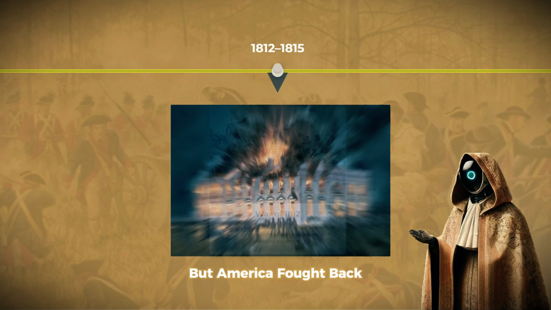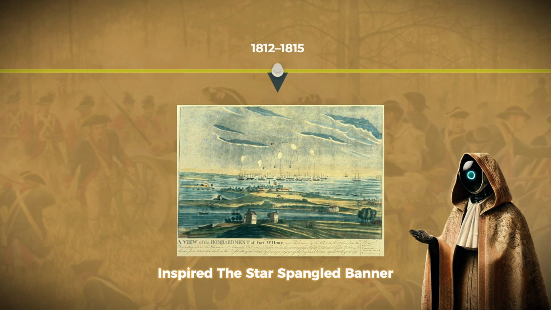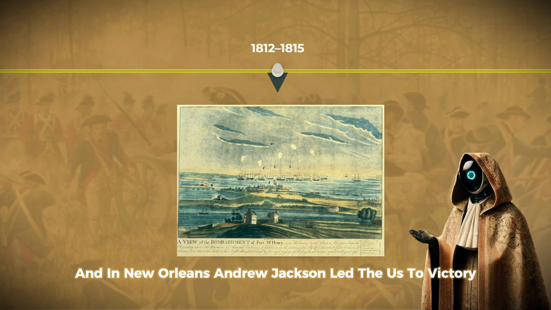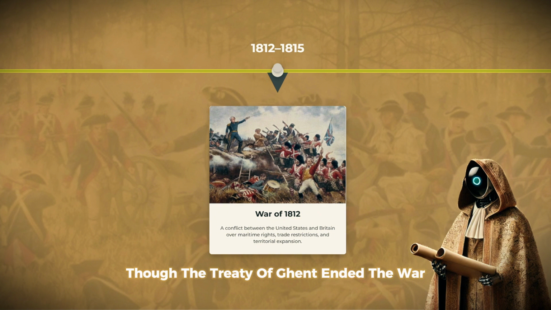But America fought back. The Battle of Baltimore inspired the Star-Spangled Banner, and in New Orleans, Andrew Jackson led the U.S. to victory. Though the Treaty of Ghent ended the war, it proved that the United States would stand its ground against the world's greatest empire.